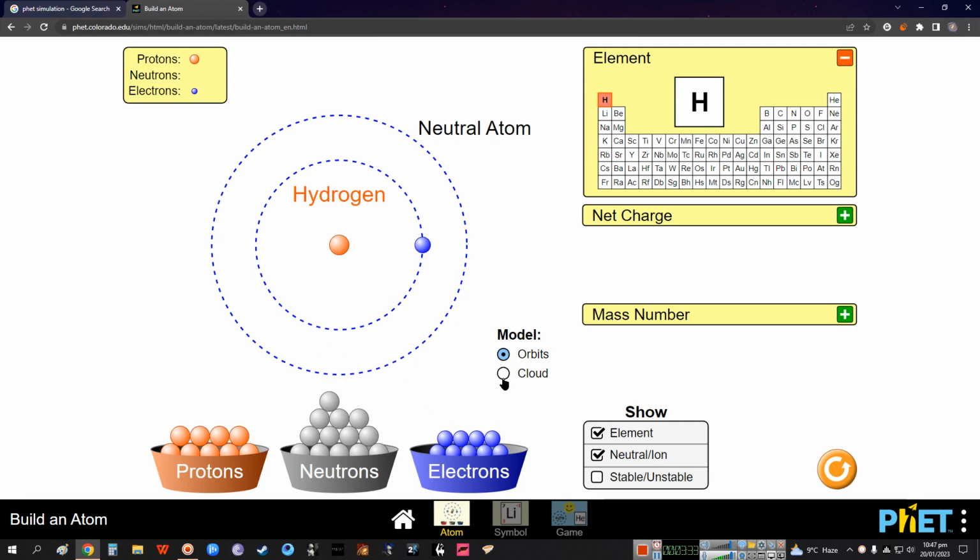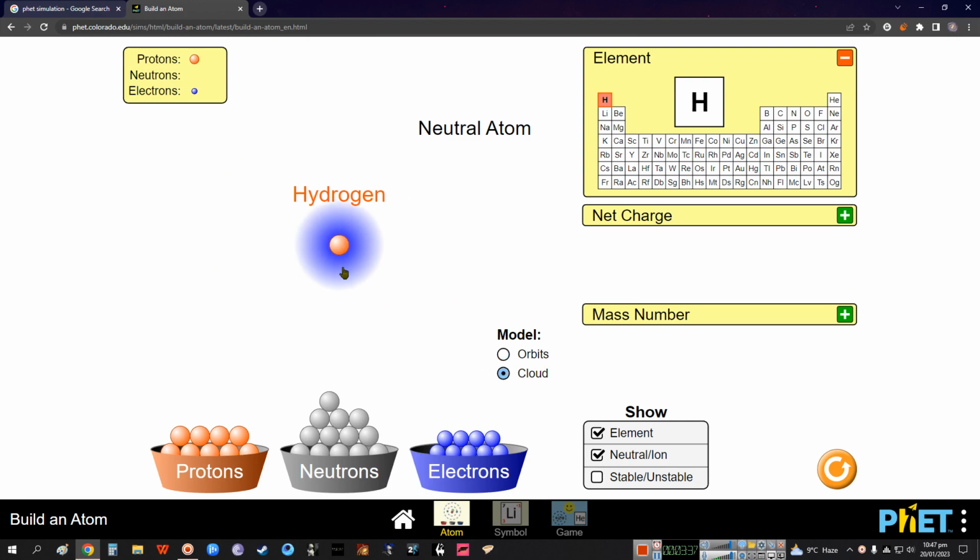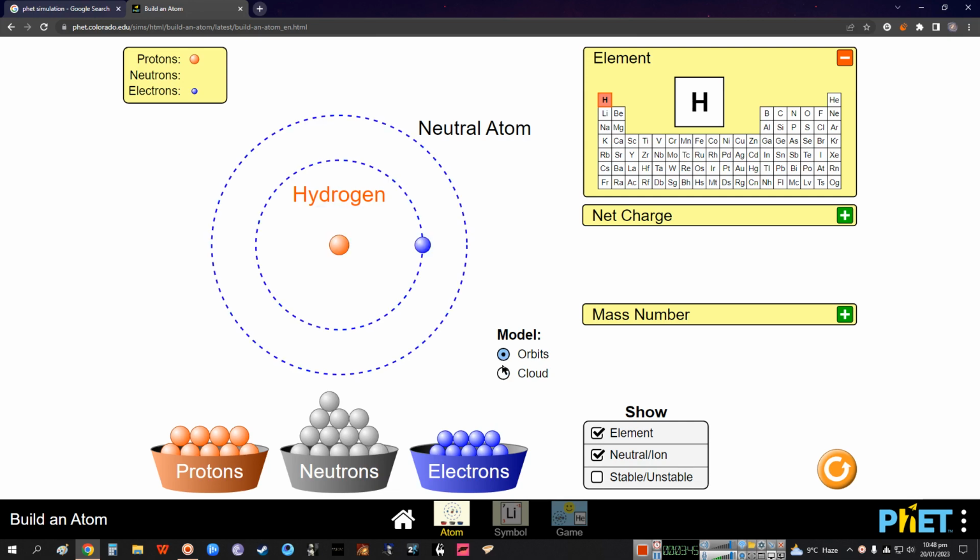Now we can also view this as an electron cloud. This is how the actual atom is supposed to look, but for the sake of our understanding and ease of study, we're going to stay on the orbit simulation instead of clouds. So let's keep on adding these particles. Let's put a neutron. Now this is another atom of hydrogen, which we call deuterium.